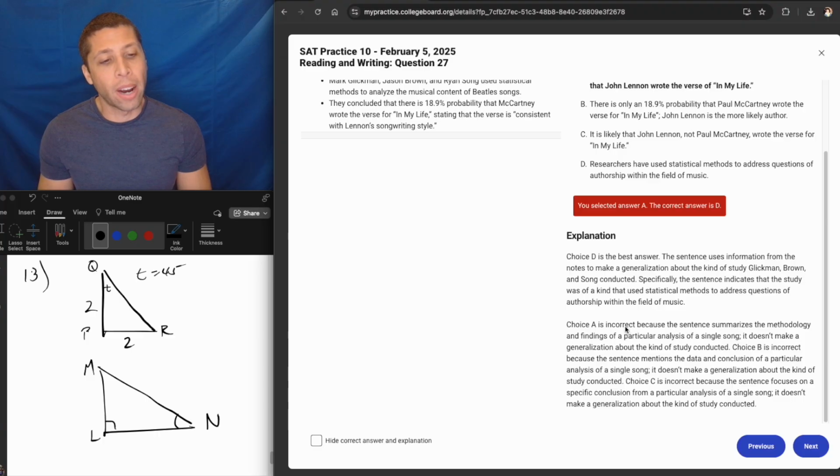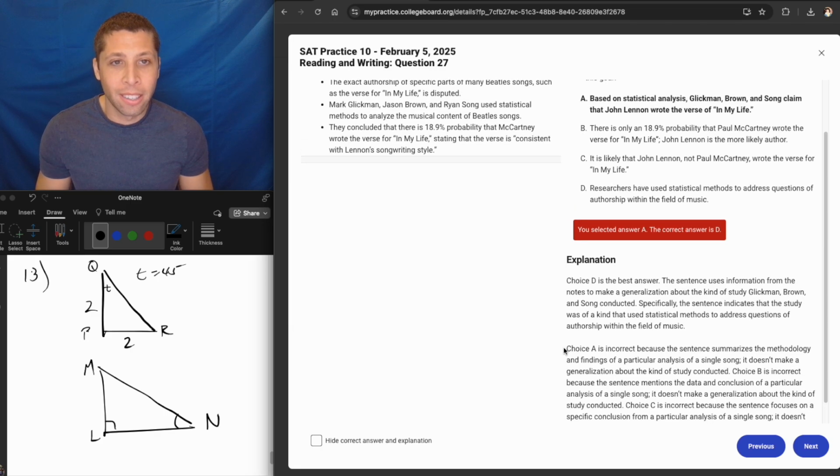They're saying choice A is incorrect because the sentence summarizes the methodology and findings of a particular analysis of a single song. It doesn't make a generalization about the kind of study conducted. Again, to me, based on statistical analysis is about as general as they come.